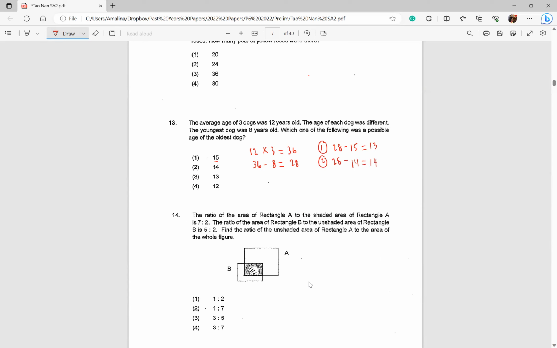Okay, so this one is not possible because you must make sure the ages were different. Option number 3, if I take 28, I minus off 13, I get 15. Okay, so this one seems okay. And then finally, option number 4, 28, I minus off 12, I get 16. Okay, 16 can be the oldest possible for this question, but there's no option for 16. Okay, there's no option given.